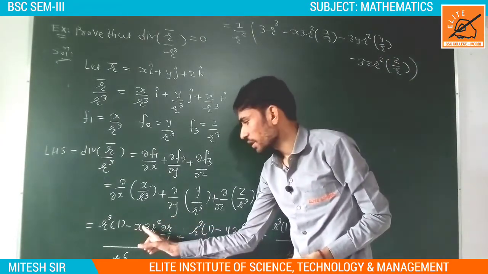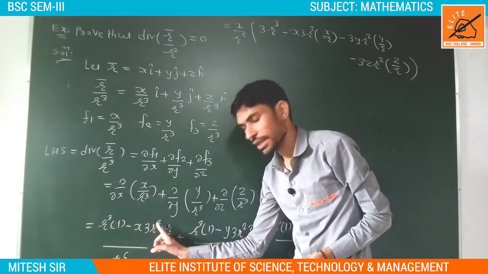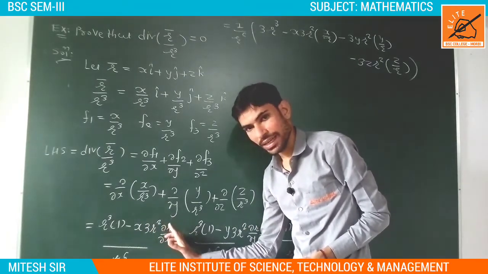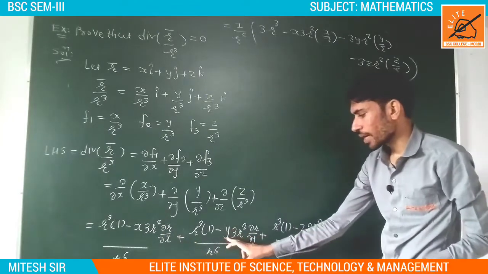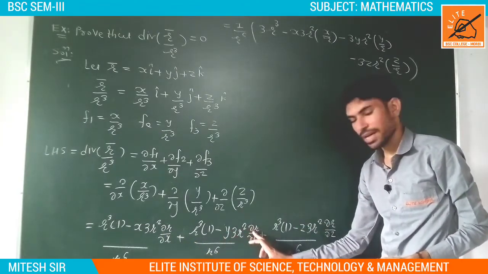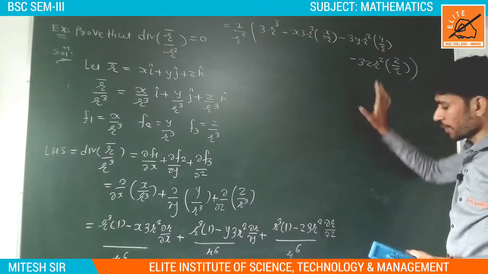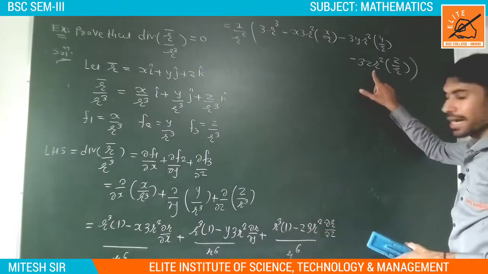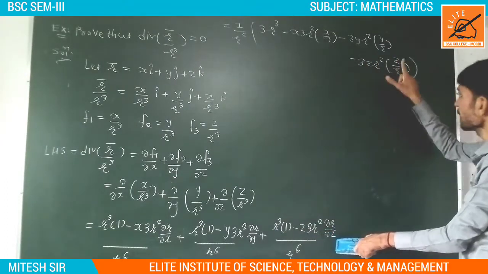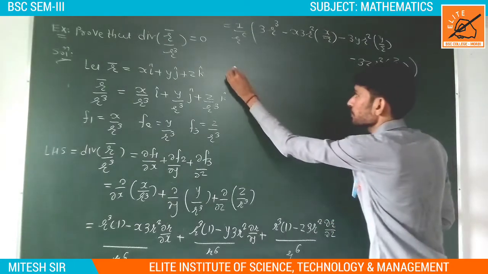Here we substitute the value of del r by del x as x by r, minus y times 3r square, the value of del r by del y is y by r, minus 3z r square, and the value of del r by del z is z by r. Now just simplify.